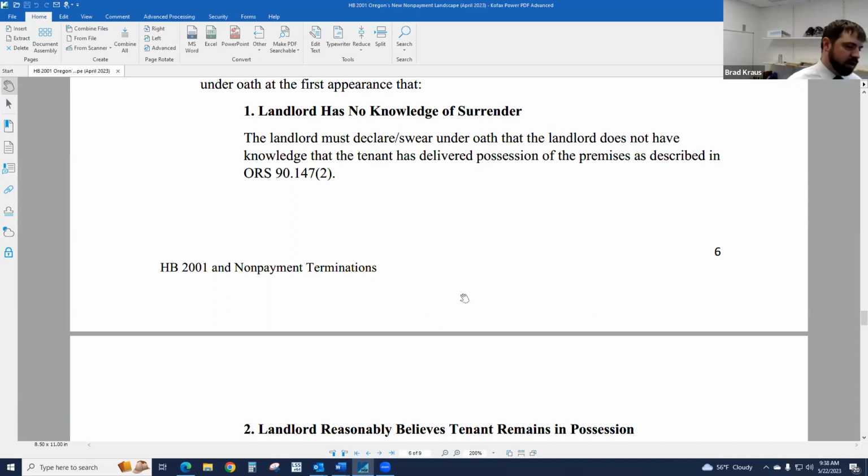So surrender and the circumstances surrounding surrender are defined in 90.147. Taking a look at that statute, obviously the surrender of keys is a big one, right? That's a huge takeaway where the landlord can retake possession. Odds are you're not going to have that, right? So what can you do on that front?